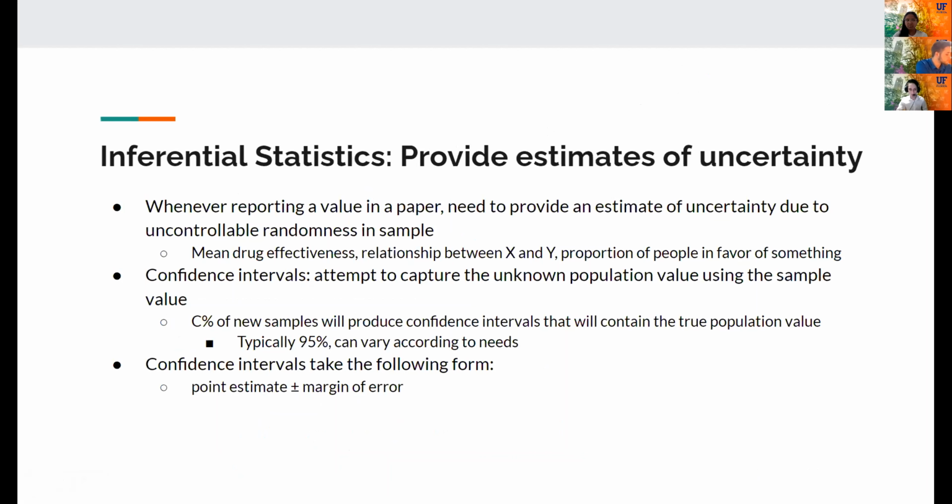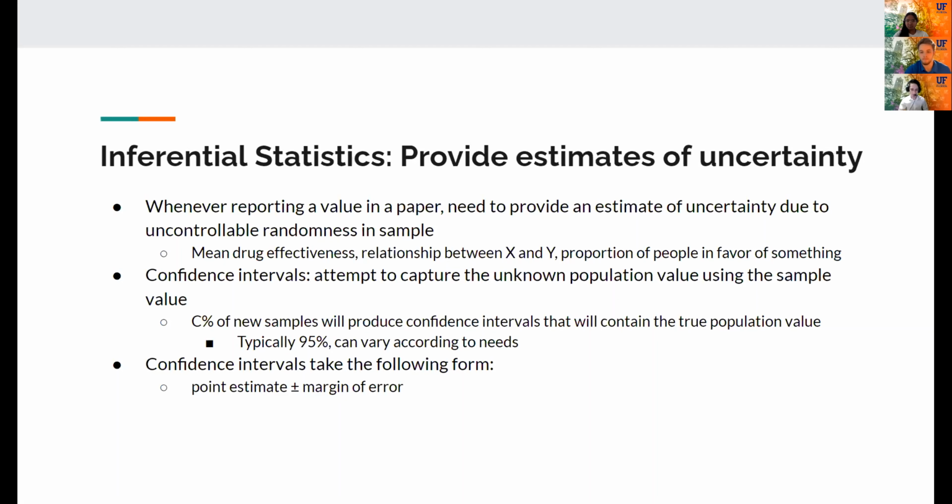But essentially, whenever you report a figure to a scientific journal, it's not enough just to provide your estimate from the sample due to the inherent randomness in your sample. Because if you continue to take samples over and over again, your estimate may not be the same each time. So you should provide some type of estimate of the uncertainty in that value. And in order to do that, we generate a confidence interval to try to capture some of that uncertainty.